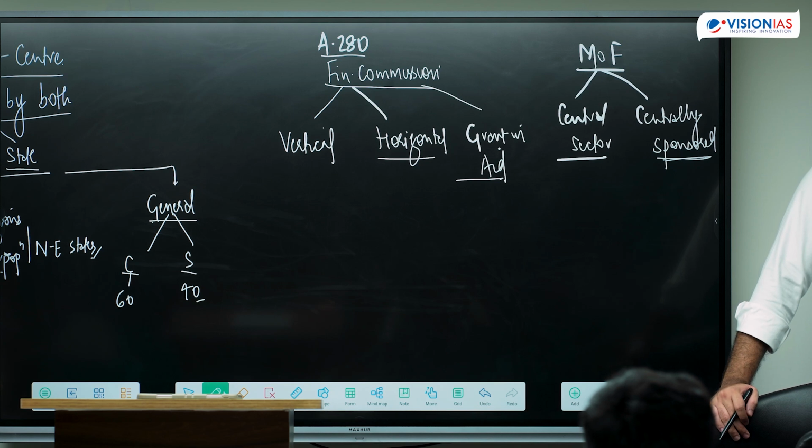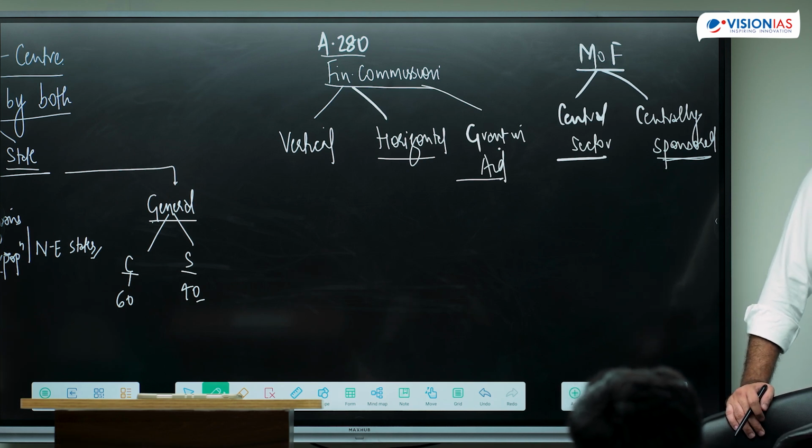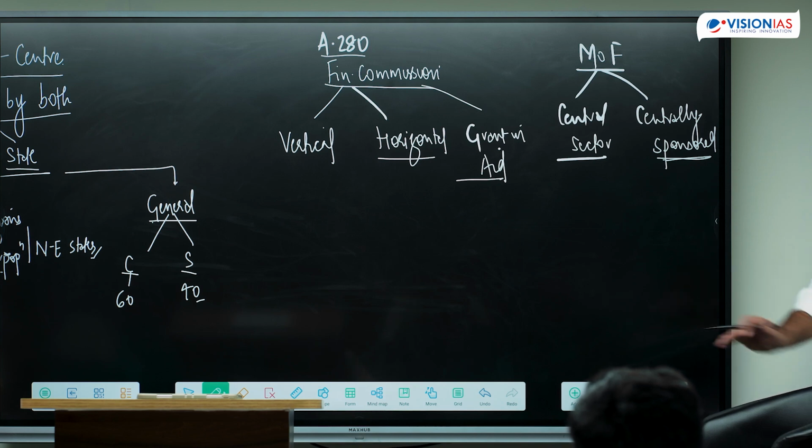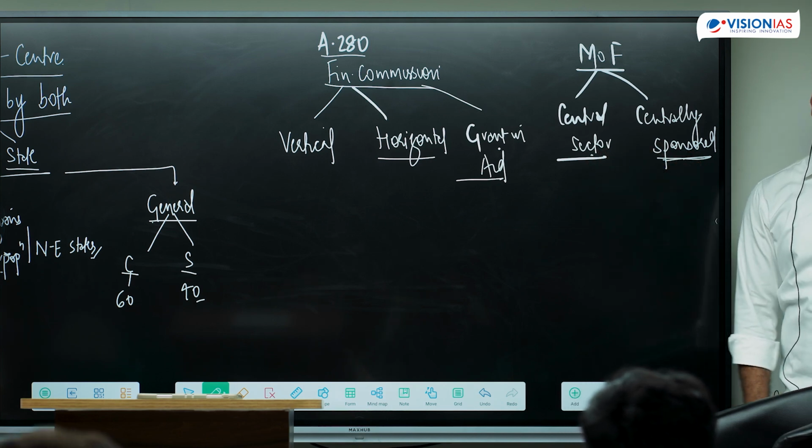What is special category status? Defined by the Gadgil-Mukherjee formula, it does not stand because the Planning Commission has been abolished after 2014. And whatever assistance the Planning Commission used to give through that formula has also stopped. Most of the money now comes through central sector and centrally sponsored schemes.